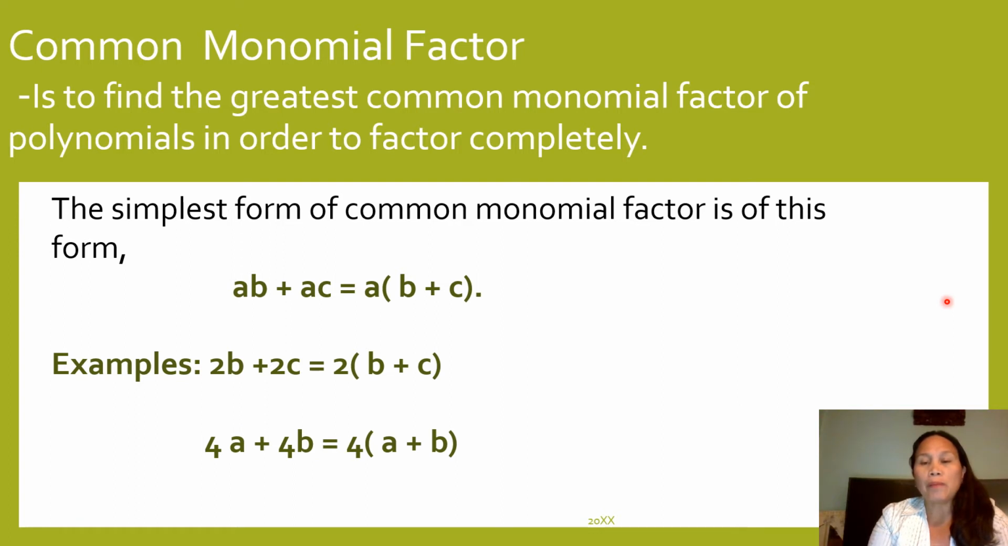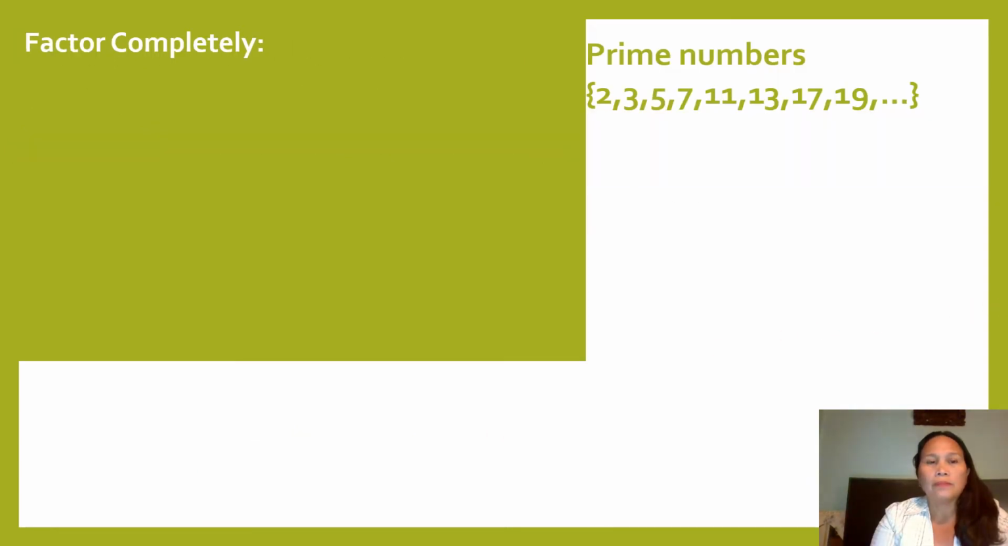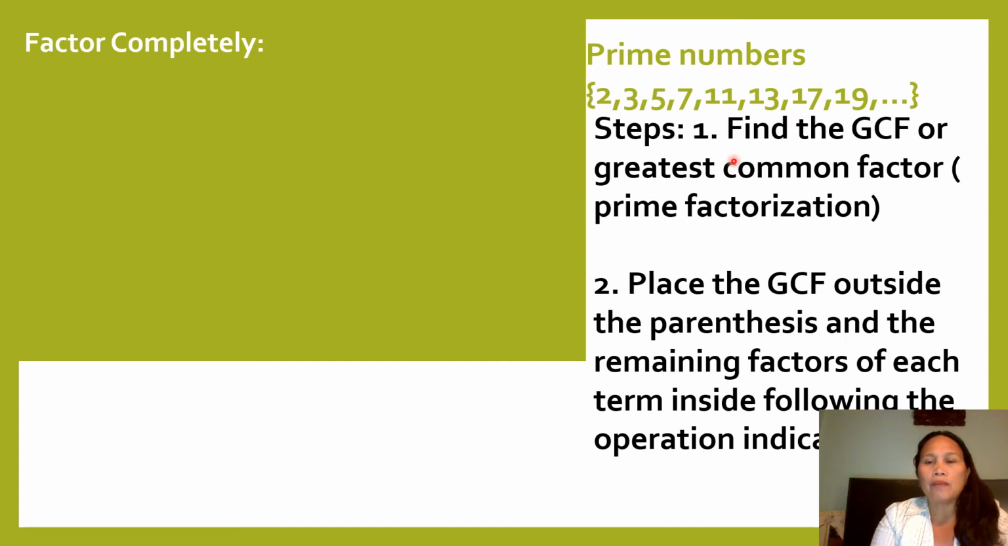Now, our problem is, how about if these numbers are not the same? What are you going to do? Let's have an example. Okay, so we have here the steps. Find the GCF or greatest common factor, and then place the GCF outside the parentheses and the remaining factors of each term inside following the operation indicated. So let's have, look at this, 5a plus 15b.